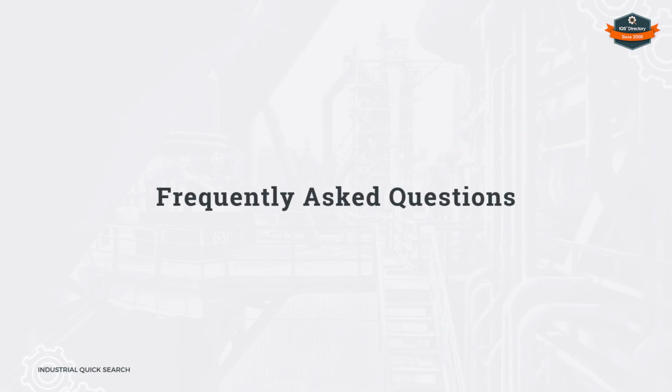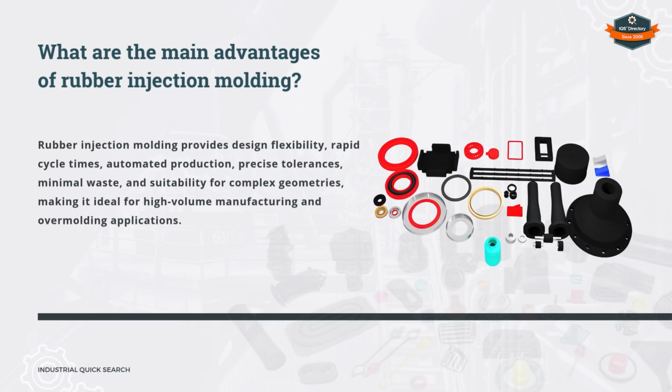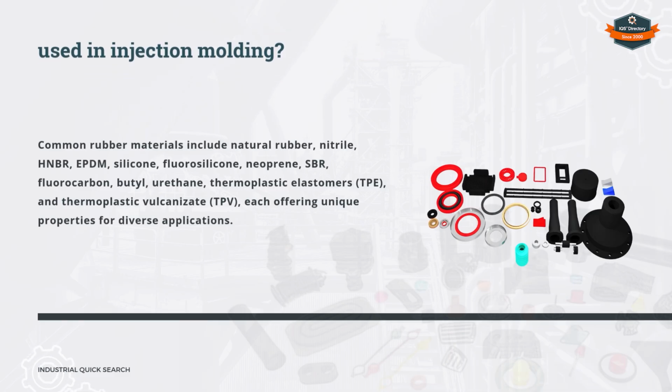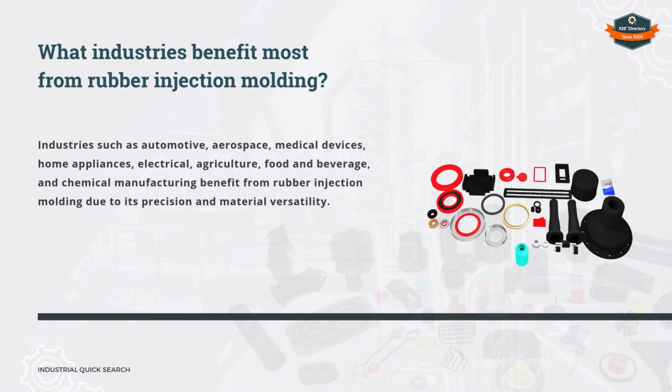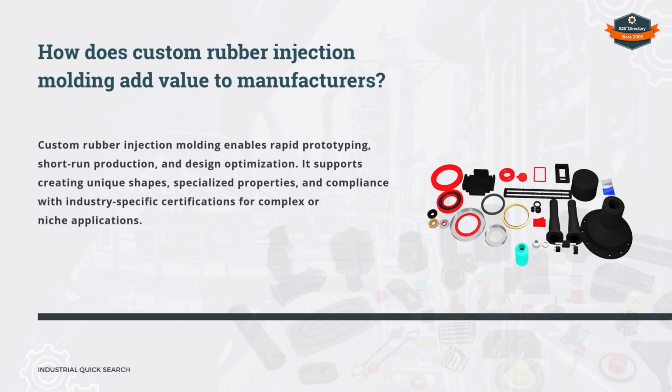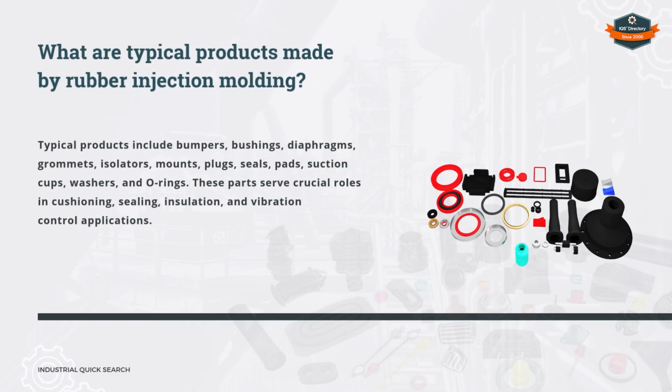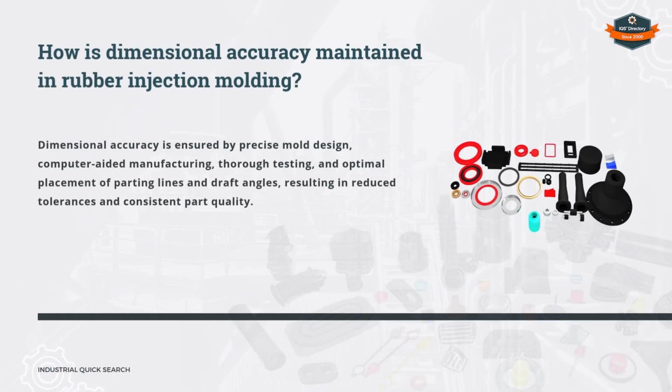Frequently asked questions. What are the main advantages of rubber injection molding? Which rubber materials are commonly used in injection molding? What industries benefit most from rubber injection molding? How does custom rubber injection molding add value to manufacturers? What are typical products made by rubber injection molding? How is dimensional accuracy maintained in rubber injection molding?